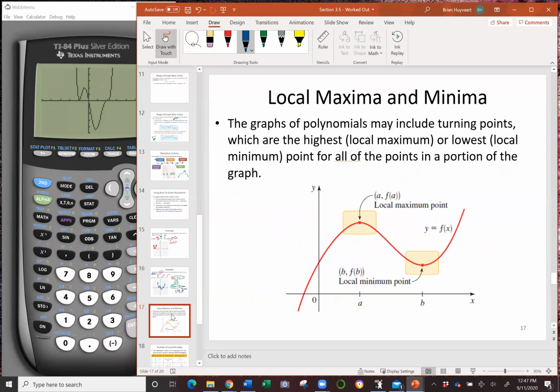Okay, once we have that, we can talk about local max and min values, right? Maxima is the plural of maximum, and minima is the plural of minimum. So these are just the highest and lowest points. Now we can say local max and local min because it might not be the largest or smallest point for the entire function, right? Especially with these polynomials where we know they keep growing or keep falling. There may not ever be a global max or min. So sometimes all we have are these local values.